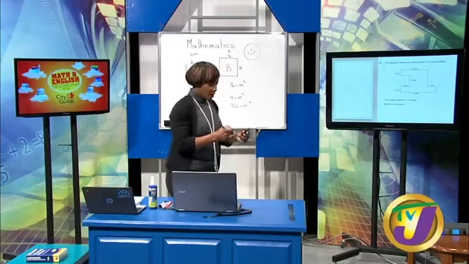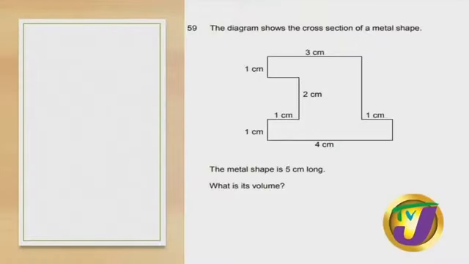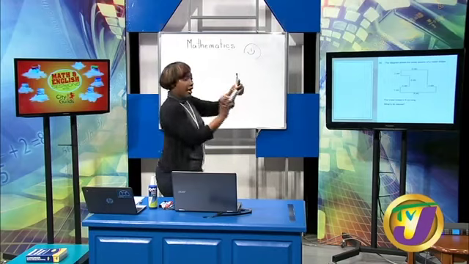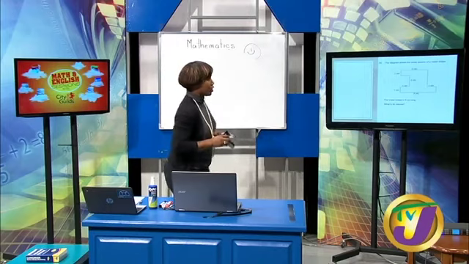Let us look at this question. So let's read it. It says, you are to find the volume of the metal shape. This is a cross-section of the metal shape. So you have several units there giving you lengths of the base. So if I had the shape here and I cut across it and showed it to you like this, that is what you'd be seeing.